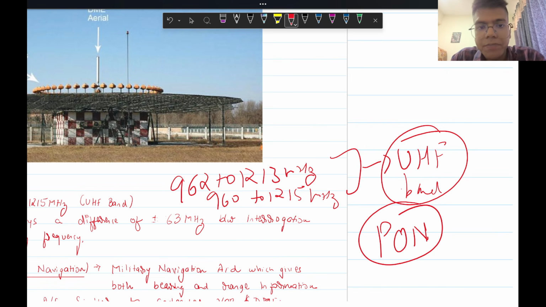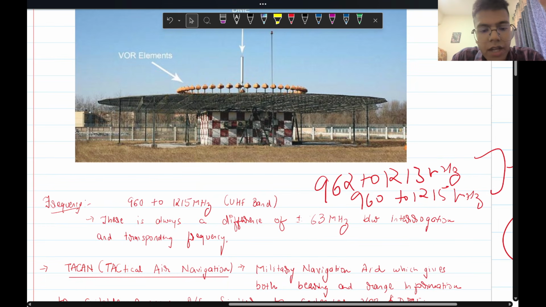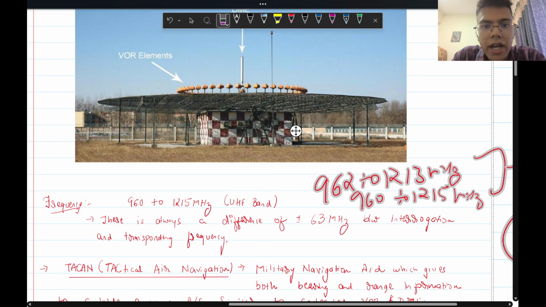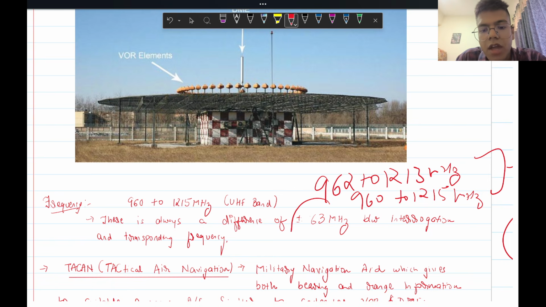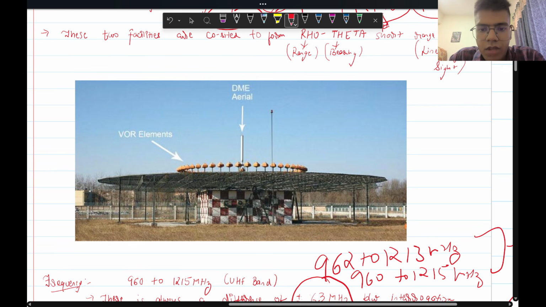Now how does it work? Look, there's always a difference of 63 megahertz between the interrogation and transponder frequency. We'll see the reason as well, why there's a difference of 63 megahertz. Suppose, let's take an example. Okay, so let's take an example for making the calculation.